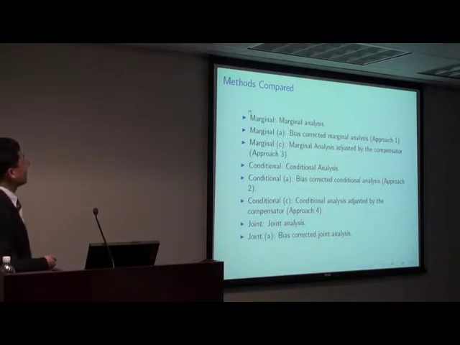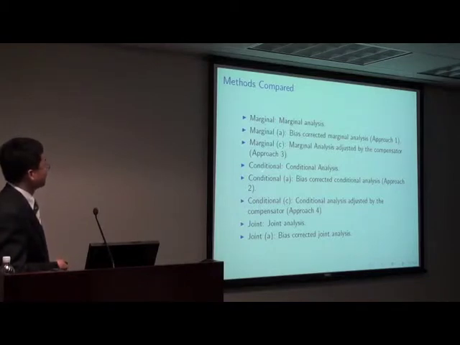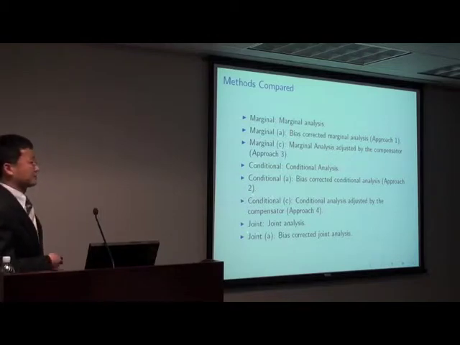So the comparison I did here was the marginal A. A here means the correction, adjustment. C here means composite approach. Okay, for the conditional approach, with this, and also this we do the joint analysis. This joint analysis is actually just a version of this conditional analysis.